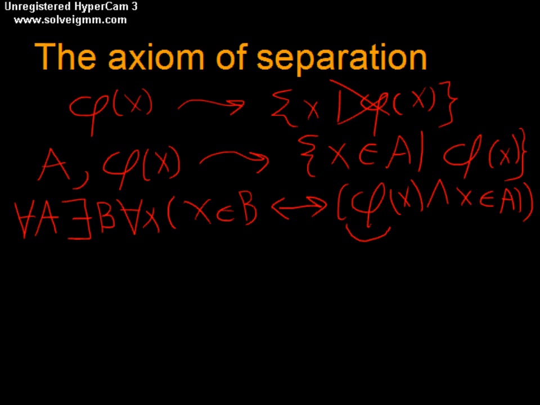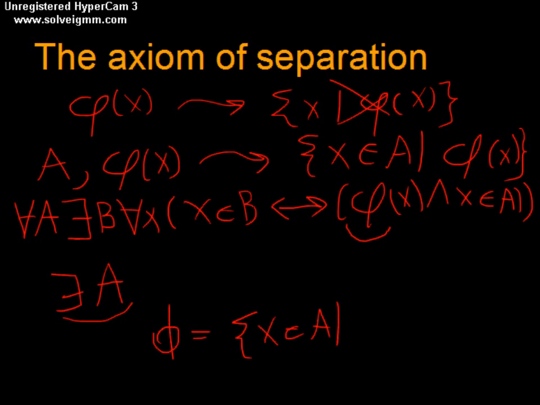In particular, we can now show that the empty set exists. Indeed, from the axiom of existence, we have that there is at least one set A. So the axiom of existence gives the existence of a set A. Then by the axiom of separation, we can form the set of all x elements of A such that x is not equal to x. This is of course shorthand for not (x equals x). This is indeed an empty set.